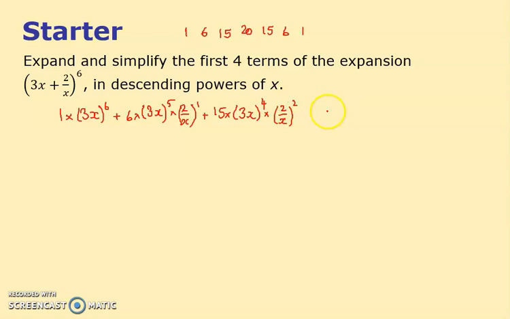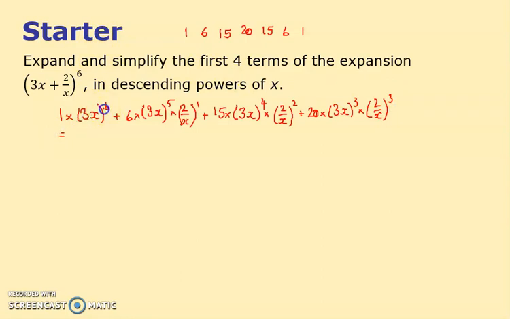Notice it's all squared though. All of these are to the power, see that's why we put them in brackets. And the last term, the fourth one, is 20 times 3x cubed times 2 over x cubed. And now it's my job to simplify that.